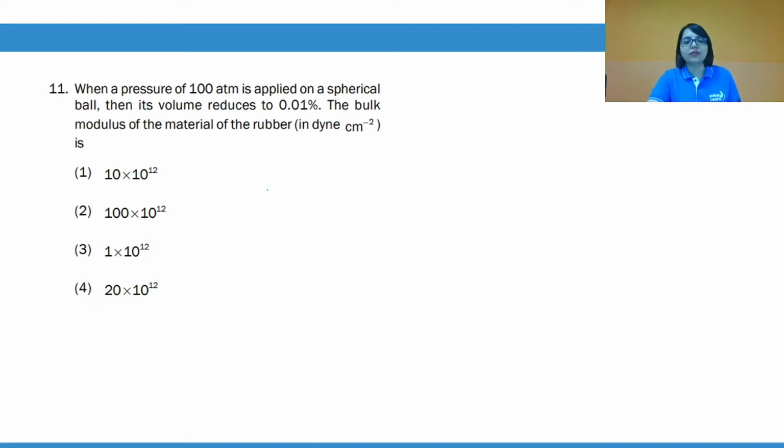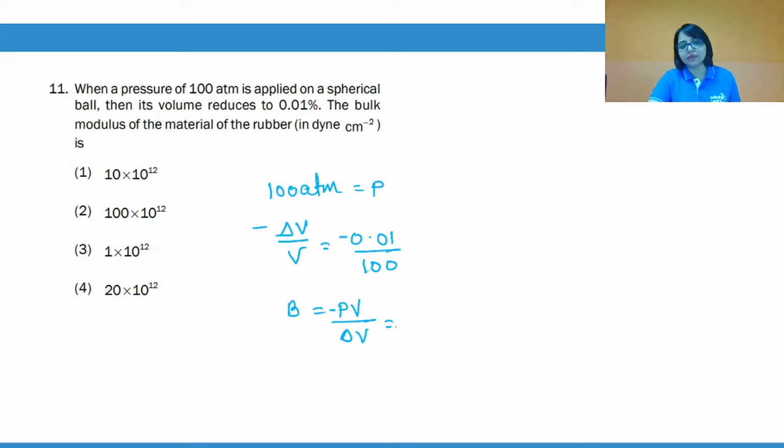When a pressure of 100 atm is applied on a spherical ball, its volume reduces by 0.01%. That means minus delta V upon V will be 0.01 divided by 100. Why minus? Because the volume is reducing, right? The bulk modulus of the material of the rubber in dyne per centimeter square is? So bulk modulus is minus PV upon delta V. So it will be minus P, which is 100 ATM, divided by delta V, that is minus 0.01 divided by 100, and it will be 10 power 6 ATM.